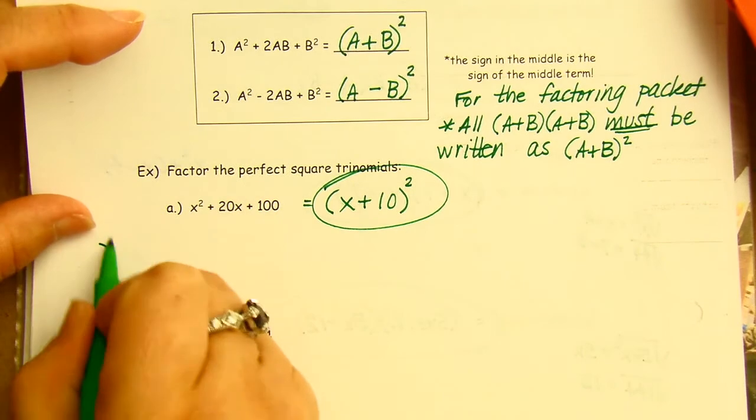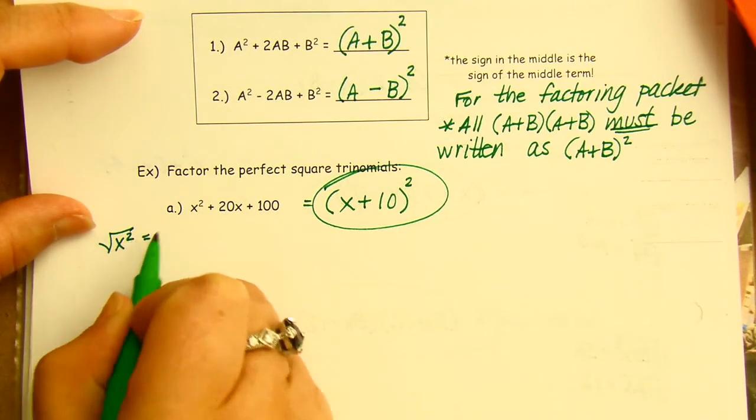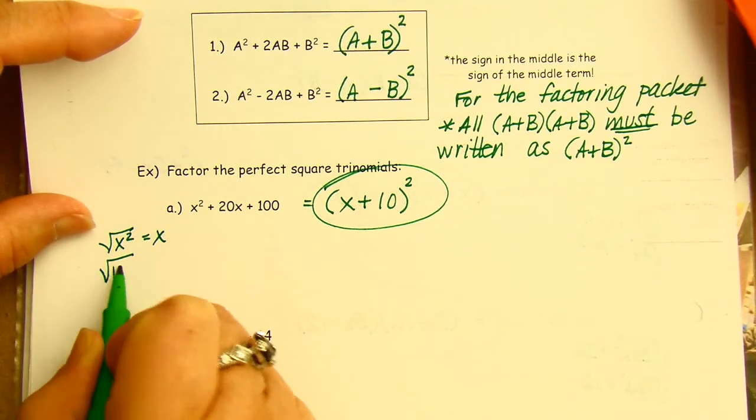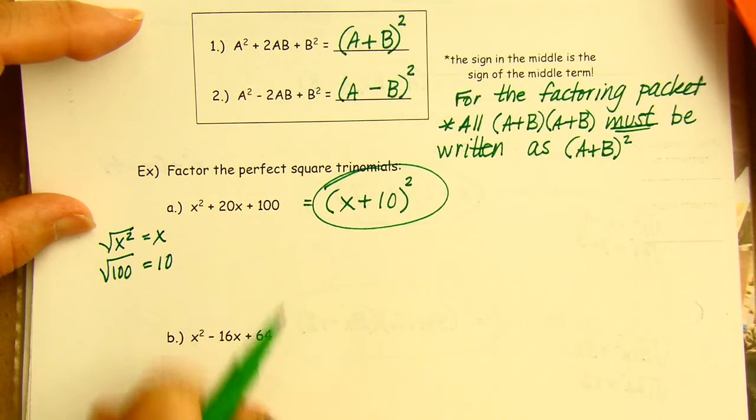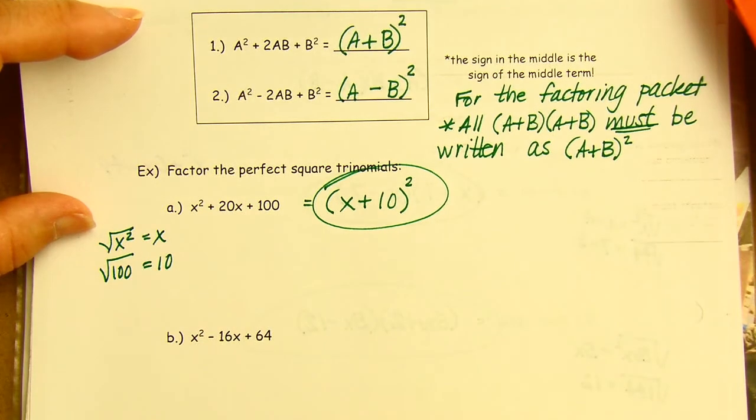Okay, so again, what did I do? I took the square root of x squared and got x. I took the square root of 100 and I got 10. And I knew that was my A and my B.